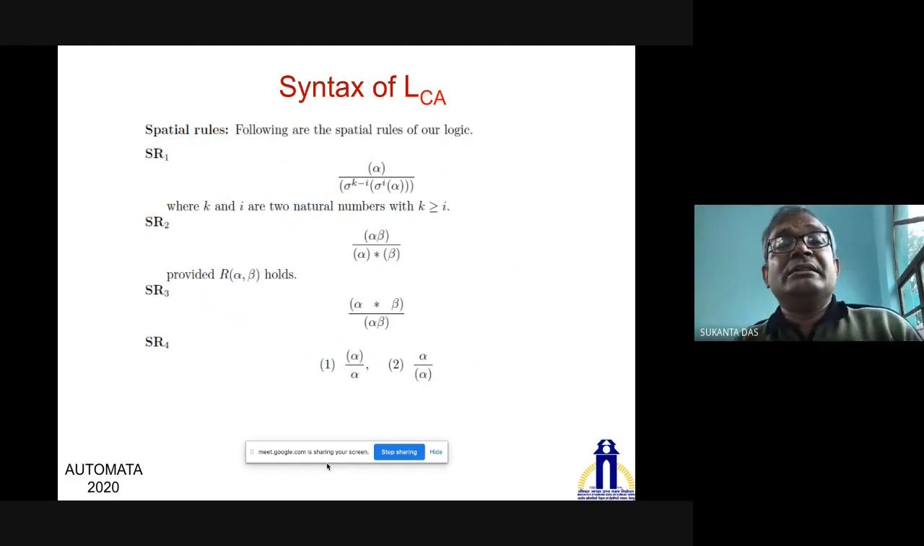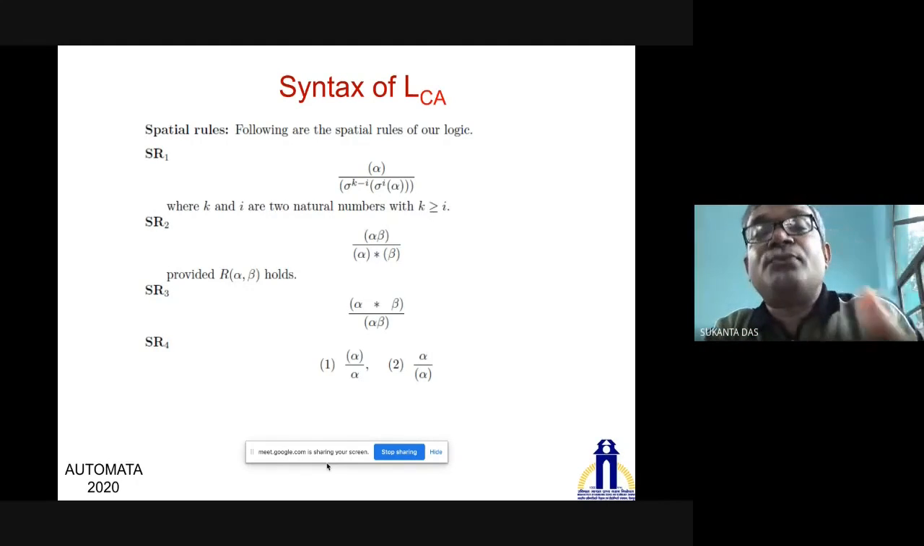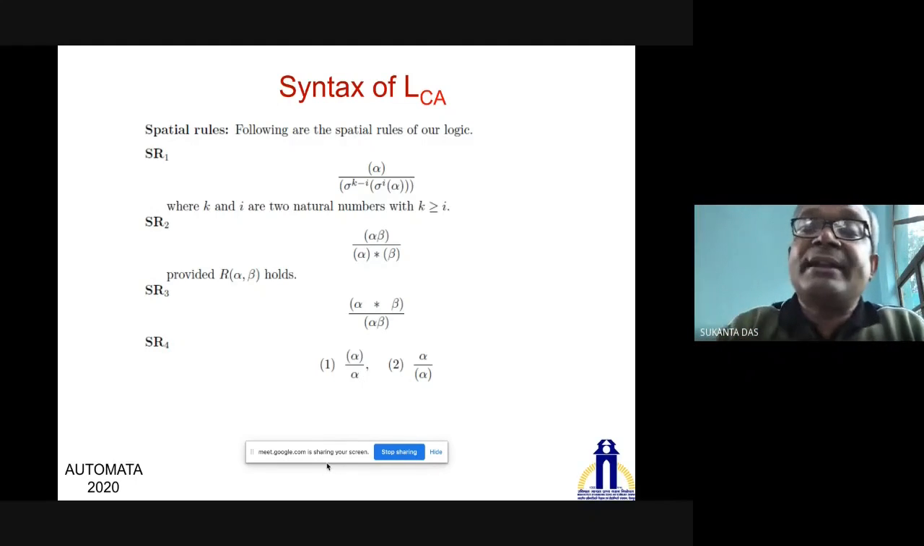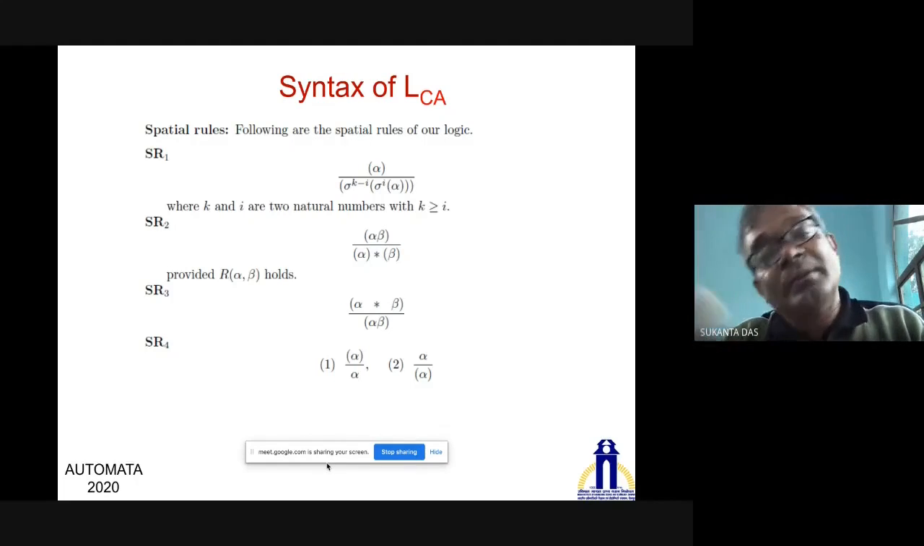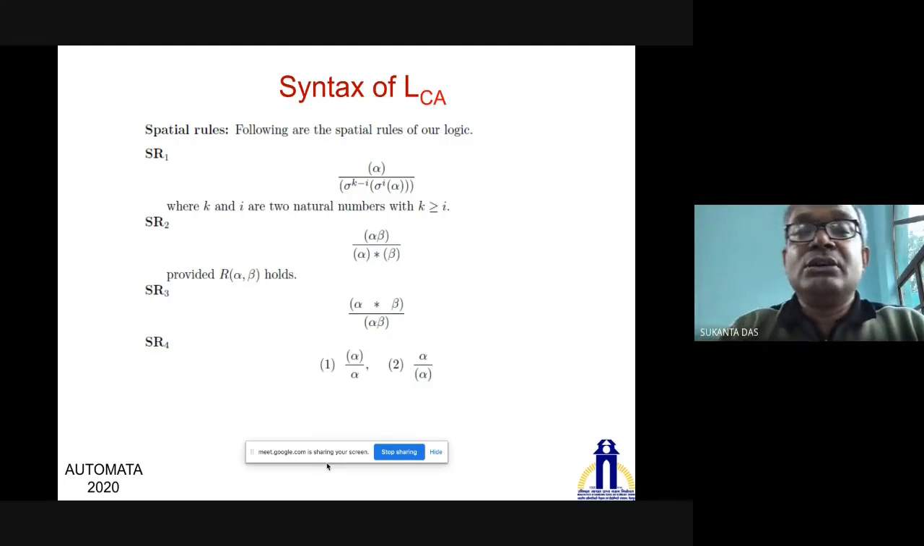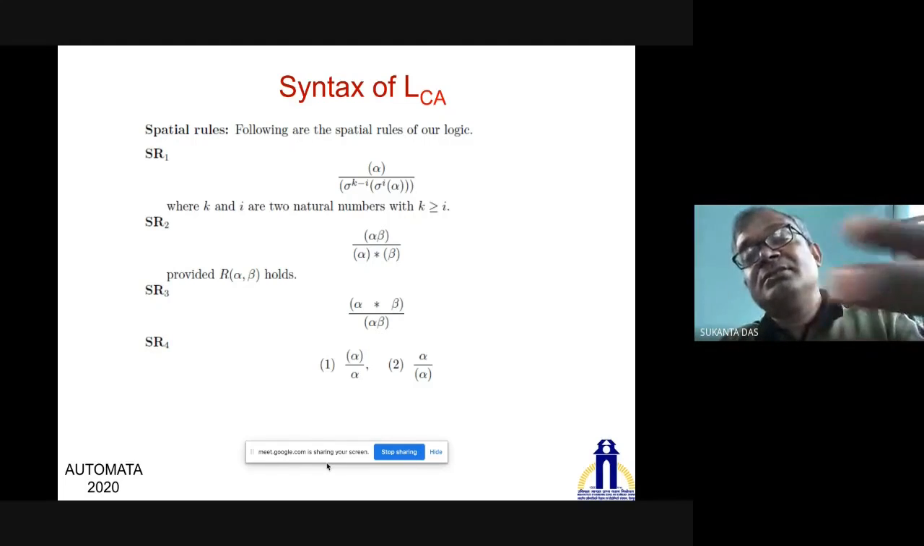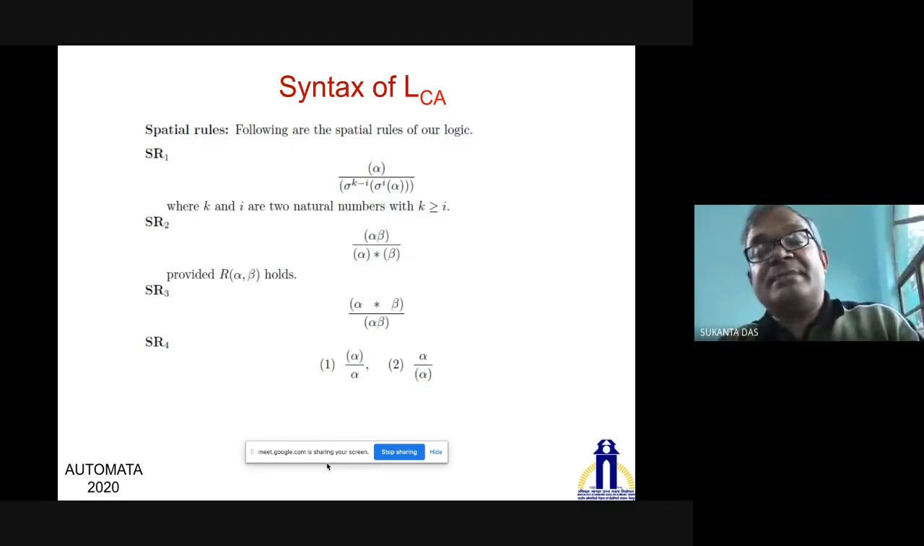So these are the spatial rules. There are four spatial rules. SR1, we call it spatial rule 1, SR1. It means if in a formula there is alpha in brackets, then bracket alpha can be replaced by sigma to the power k minus i, bracket sigma i of alpha. So the upper part can be replaced by the lower part. So SR1, where k and i are two natural numbers with k greater than or equal to i.